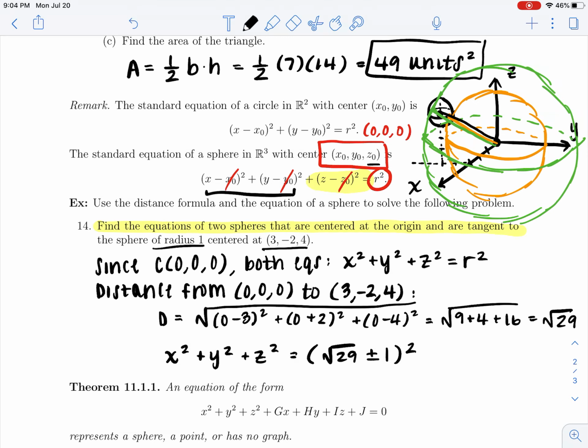And of course, we always want to square our radius. That plus or minus is going to determine whether you're talking about the orange radius or the green radius. So plus 1 is the green radius. Orange is going to be minus 1. And so I'll box that in for my final answer here.